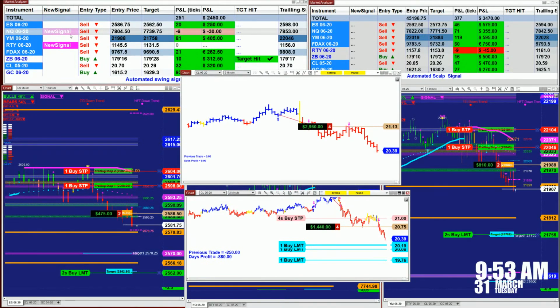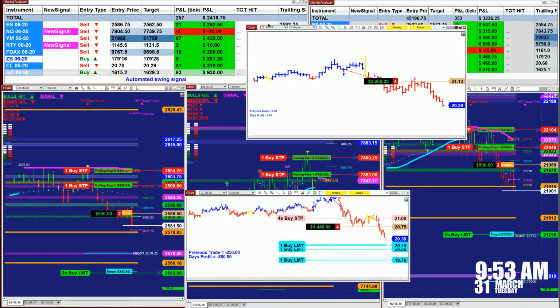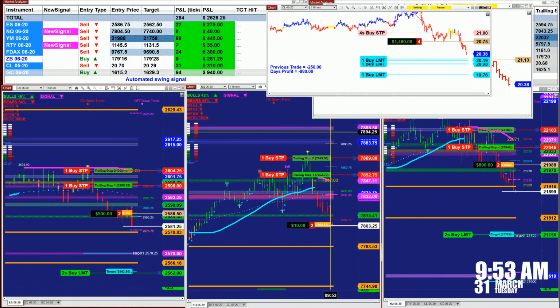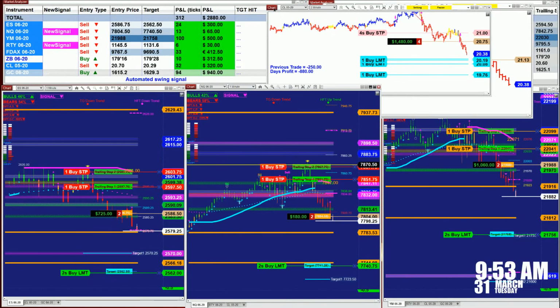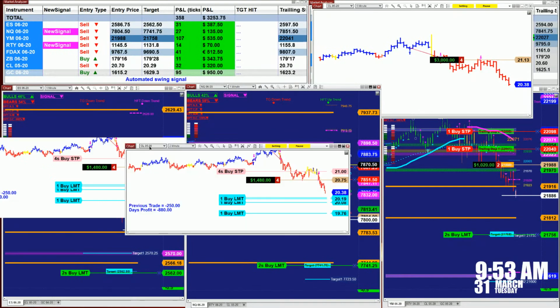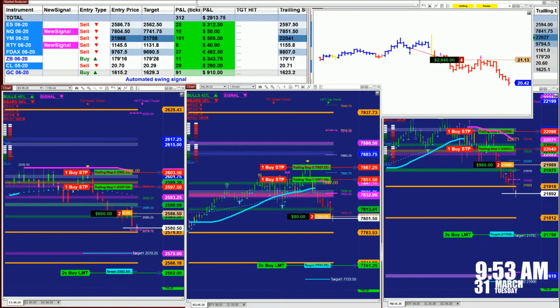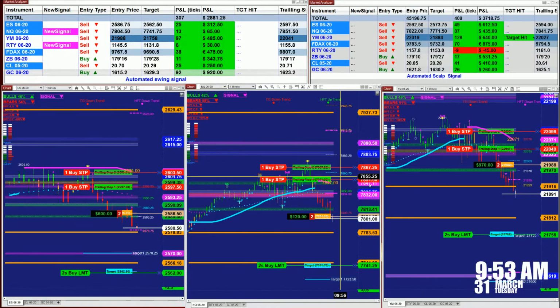Okay, we have a new signal on the Nasdaq, a sell. It fired the signal finally. We will start controlling those trades very soon, put them on the side, and we will see where the CL is going.